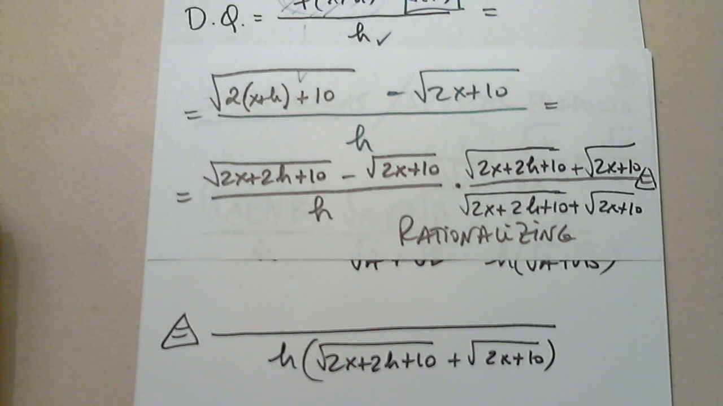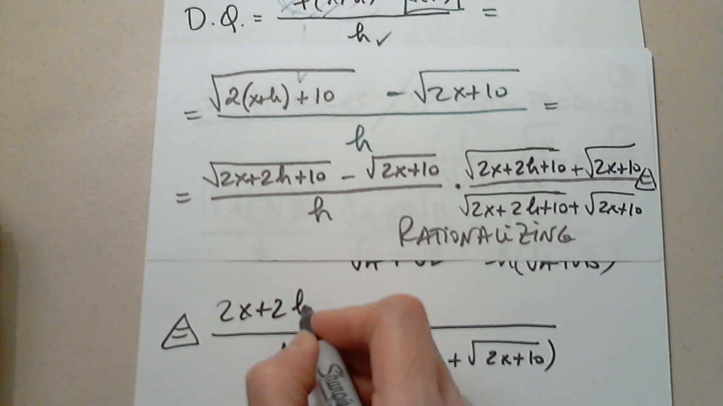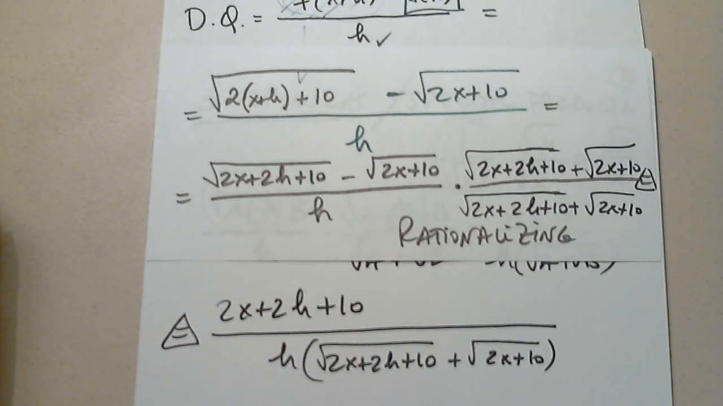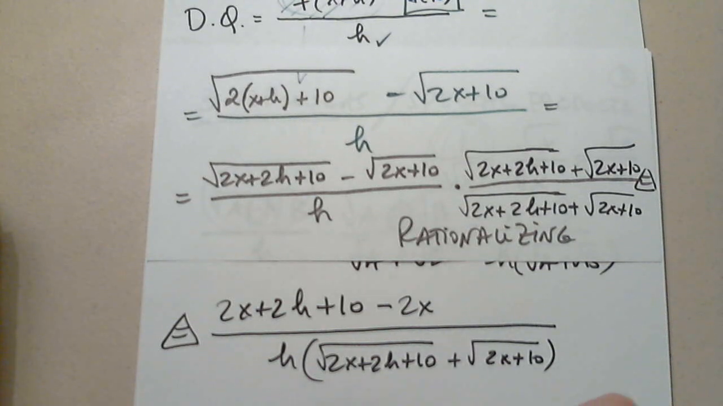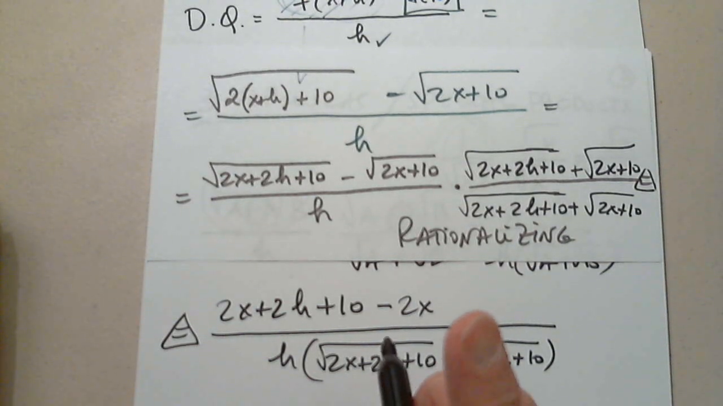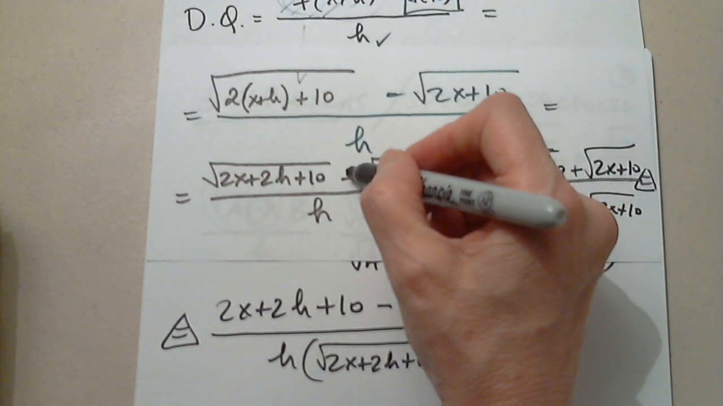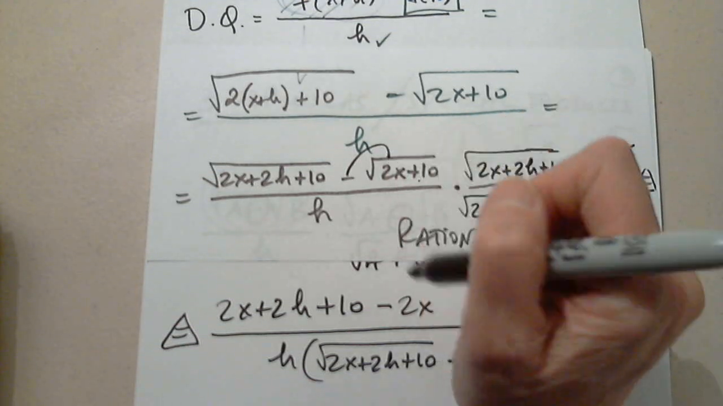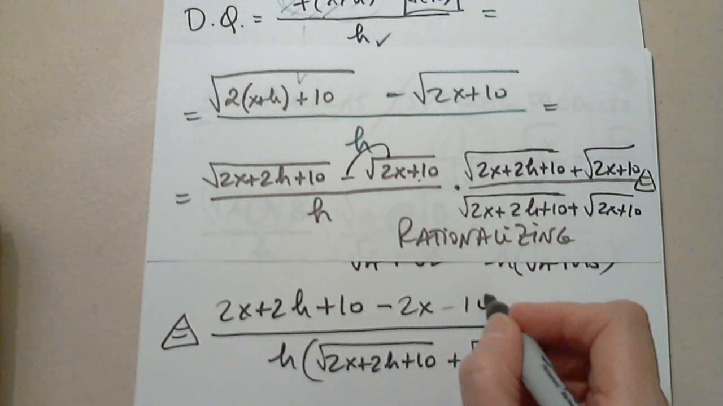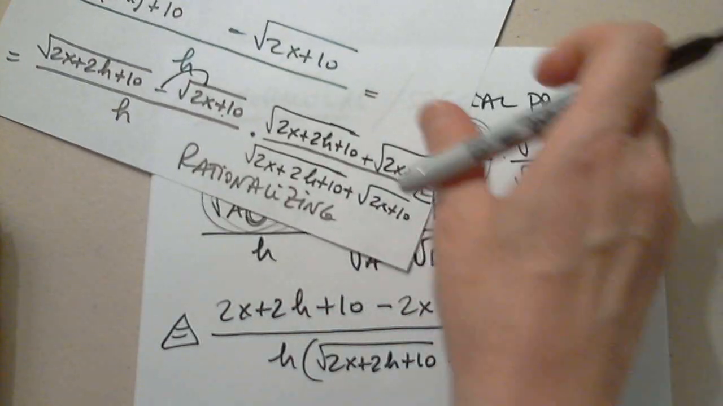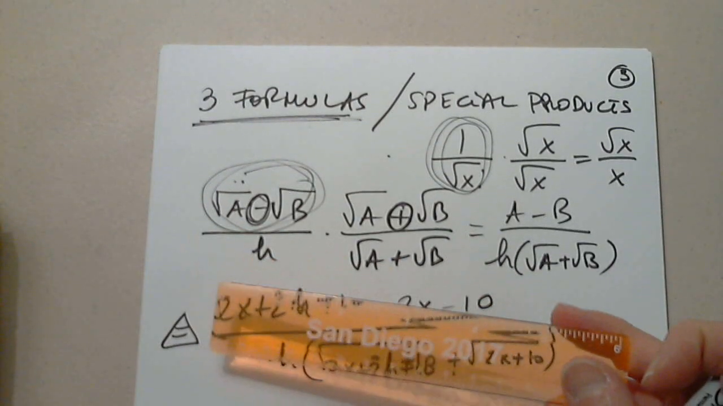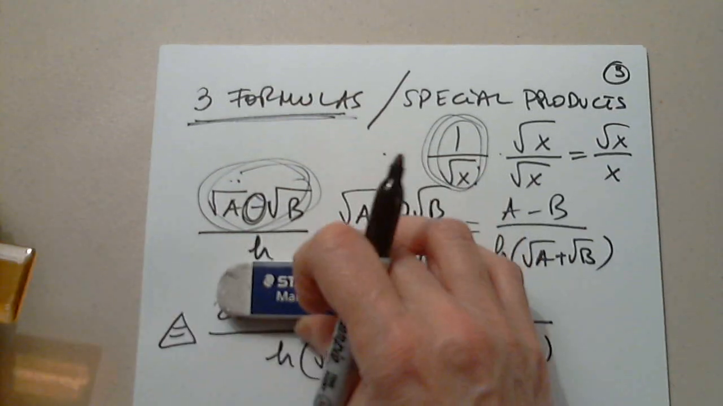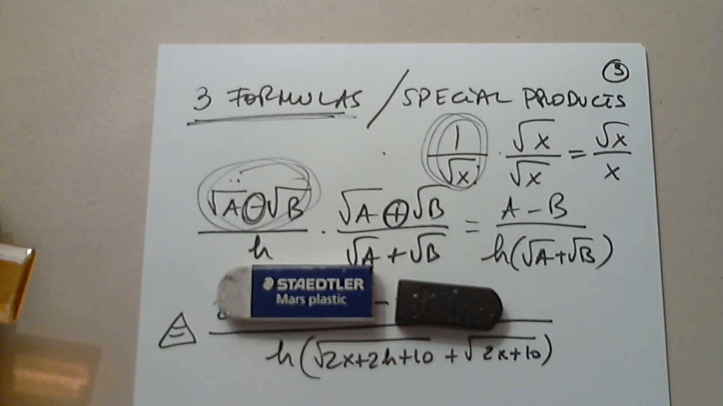Yes. 2x plus 2h plus 10 minus 2x plus 10. Careful, you either say parentheses because there are two terms. You cannot just distribute to one of them. Oh, I'm sorry, minus 10. Exactly. Now I'm going to ask you, when we talk about the difference quotient, what are the two things that have to happen? What has to happen next?